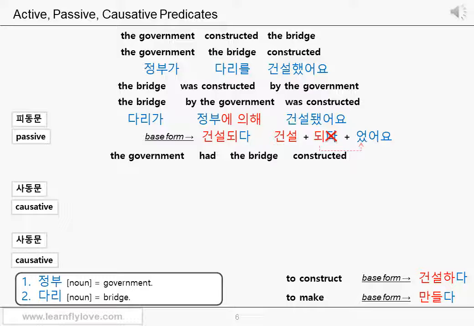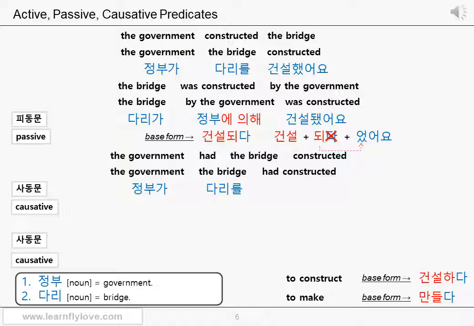It made someone construct the bridge. You use a causative form in this case. Let's rearrange the words. The government, the bridge, had constructed. The government, 정부. Let's use the subject particle 가, 정부가. The bridge. You know there is always an object when the causative verb is a transitive verb. Bridge is 다리. Let's add the object particle 를 because it's the object of the verb construct.